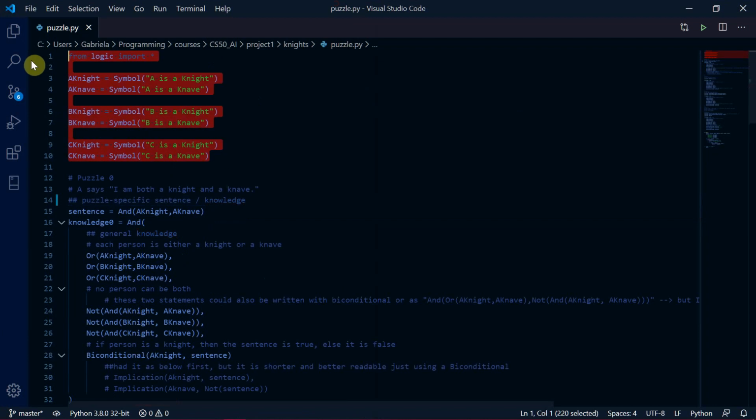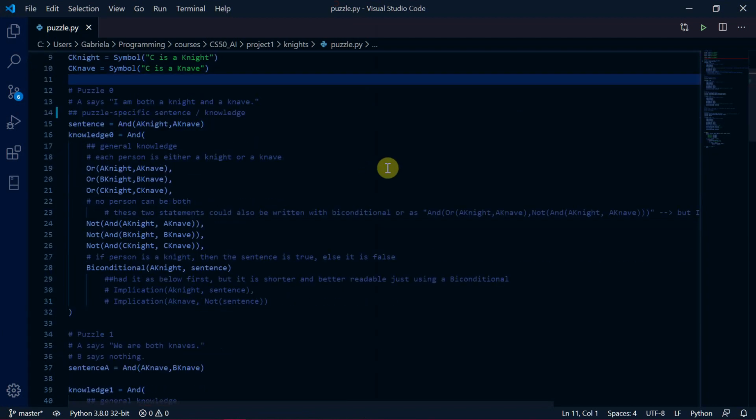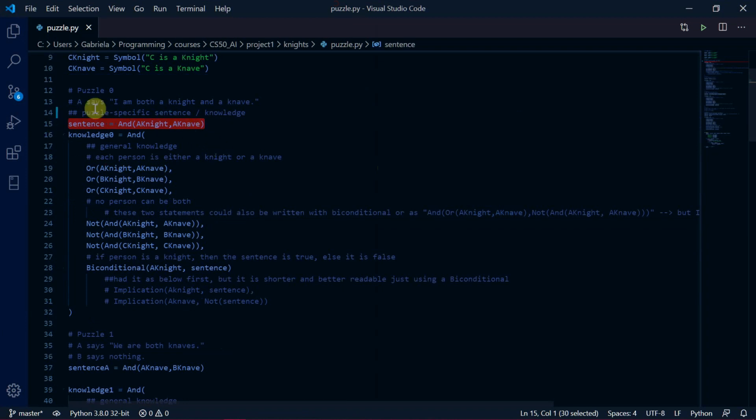So here's what I actually did. These were defined already; these are just the symbols. And then in puzzle 0, or across all puzzles, the first thing I did was write down the sentences outside of the knowledge base because I didn't want to clutter it down here. So I just defined them up here and then used the variables down here.